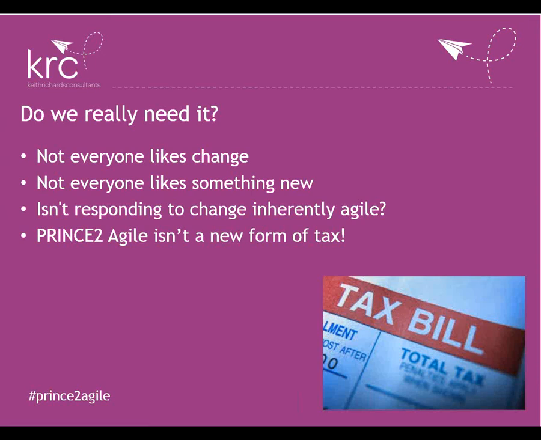Things like SAFe have come out recently, a very big IT-focused method. A lot of people are using that in a lot of contexts, and it's working quite well. But in other contexts, it won't work particularly well. I often use the analogy of a fork. A fork is very good at certain things, for example, eating spaghetti, but it's not very good at eating soup. The same goes with PRINCE2, PRINCE2 Agile, Scrum, whatever you care to mention.